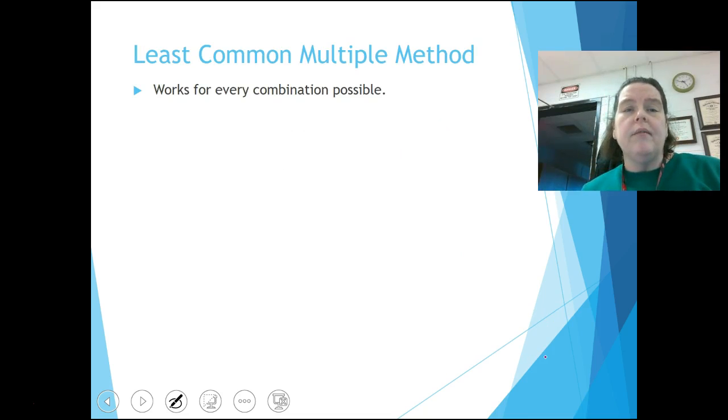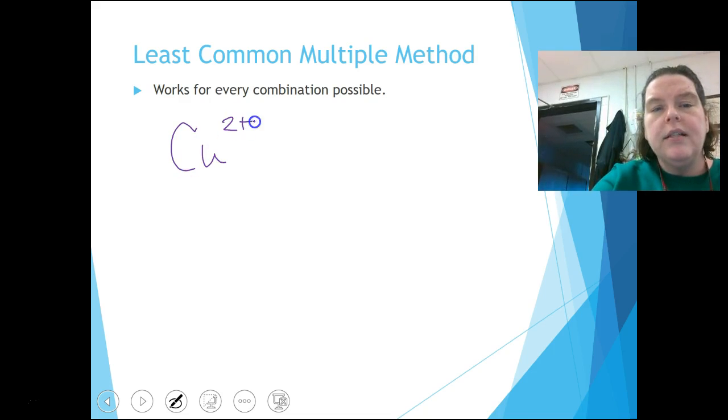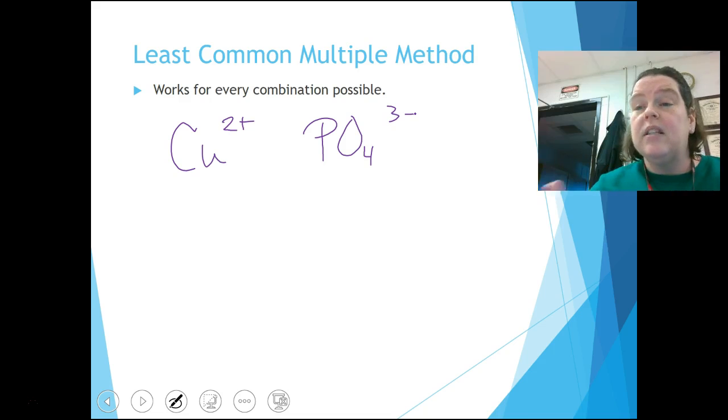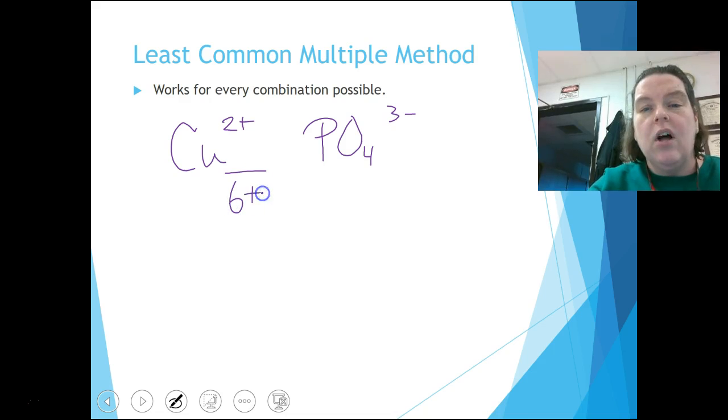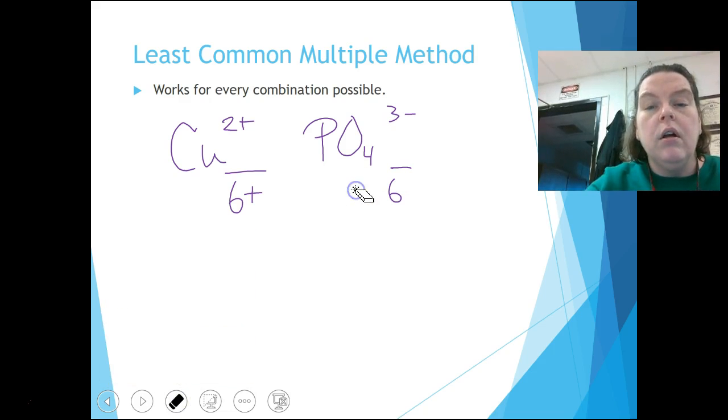Okay, least common multiple method. This works for every possible combination as well. So here we go. We have the Cu2+. We have the PO4 3-. Be careful that the 4 is with the O. What number is the least common multiple between 2 and 3? That means the smallest number that both 2 and 3 will go into evenly. And the answer is 6. That means I need 6 lost and I need 6 gained. So what do I need to do to get 2 to be 6? I need to multiply by 3. What do I need to get 3 to be 6? I need to multiply by 2.